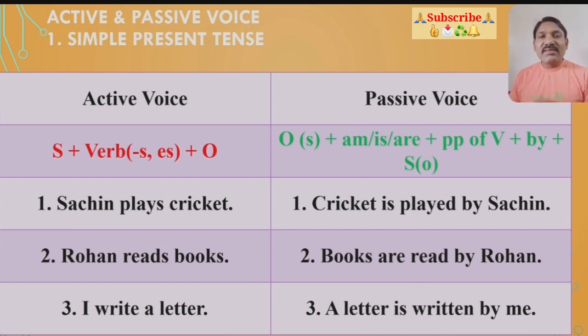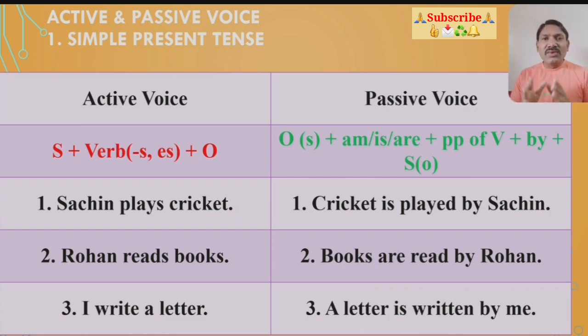See, in active voice, just now I have told you the formula or the structure of the sentence: subject plus verb, which in simple present tense takes s or es, plus object. And in passive voice, what will be the structure of the sentence? Object plus am, is, are. Why am, is, are? Because the sentence is in simple present tense. So am, is, are plus past participle of verb, or the third form of verb, joined by, plus the subject of the previous sentence. Okay, understood? That will be the object here in passive voice.